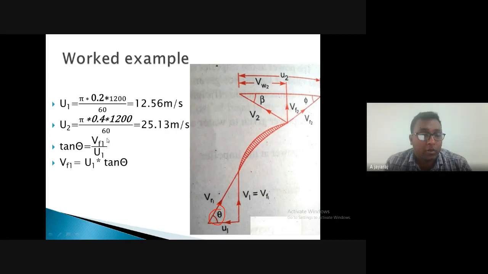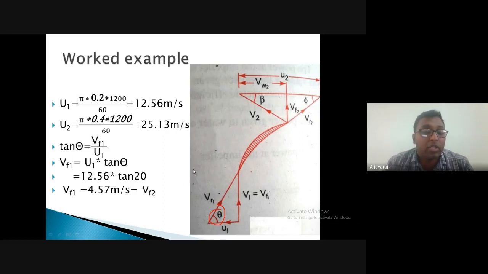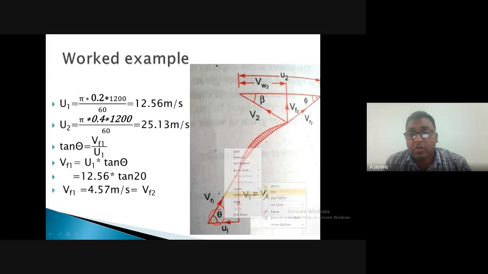Rearranging this equation, Vf1 equals U1 into tan theta. We know the value of U1 and tan theta. U1 is 12.56, tan 20 degrees. After calculation, we are obtaining Vf1 as 4.57 meters per second. And in a centrifugal pump, we know the condition that the velocity of flow at the inlet is equal to the velocity of flow at the exit. So Vf1 and Vf2 are one and the same. Now by calculating Vf1, I am able to say what Vf2 is.